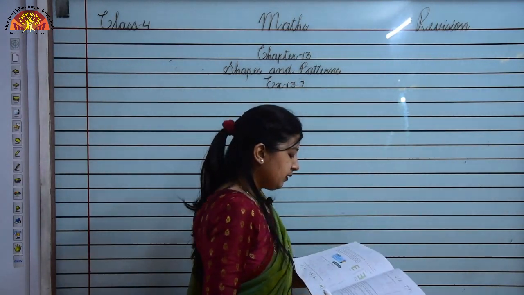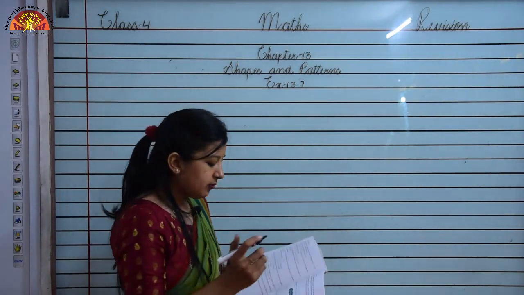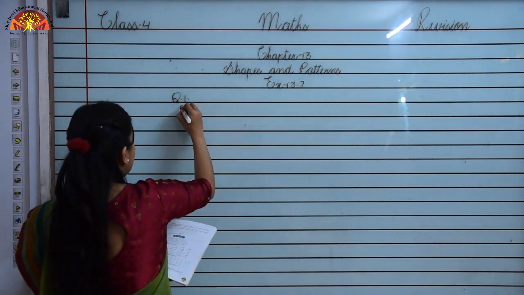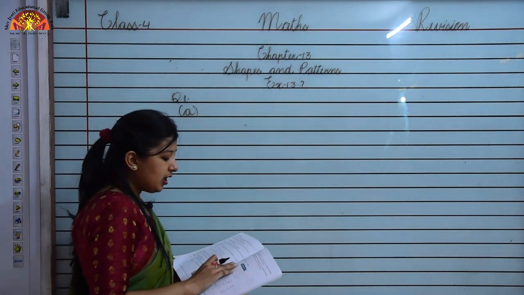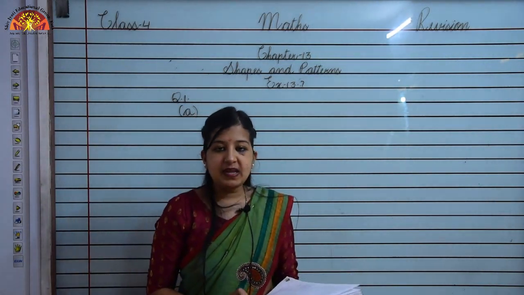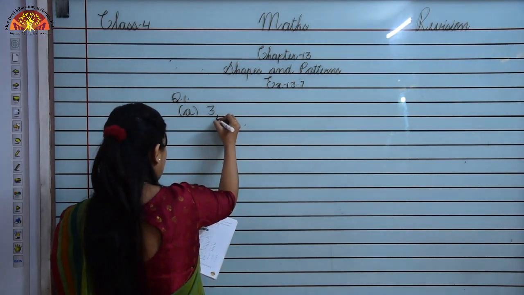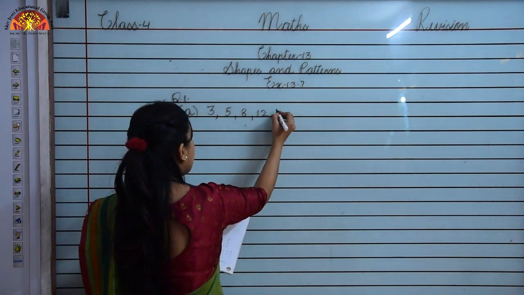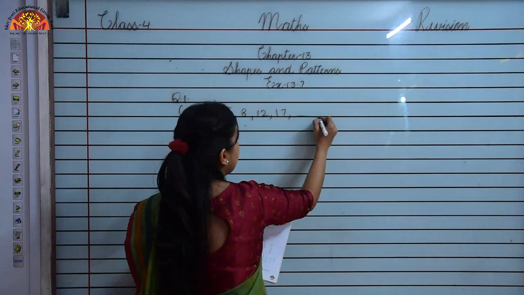Now students, we are going to do question number 1 of exercise 13.7. Now we are going to do A part of question number 1. In question number 1, what we have to do? We have to complete the given pattern. So we are having one pattern: 3, 5, 8, 12, 17. Now what will be the next?